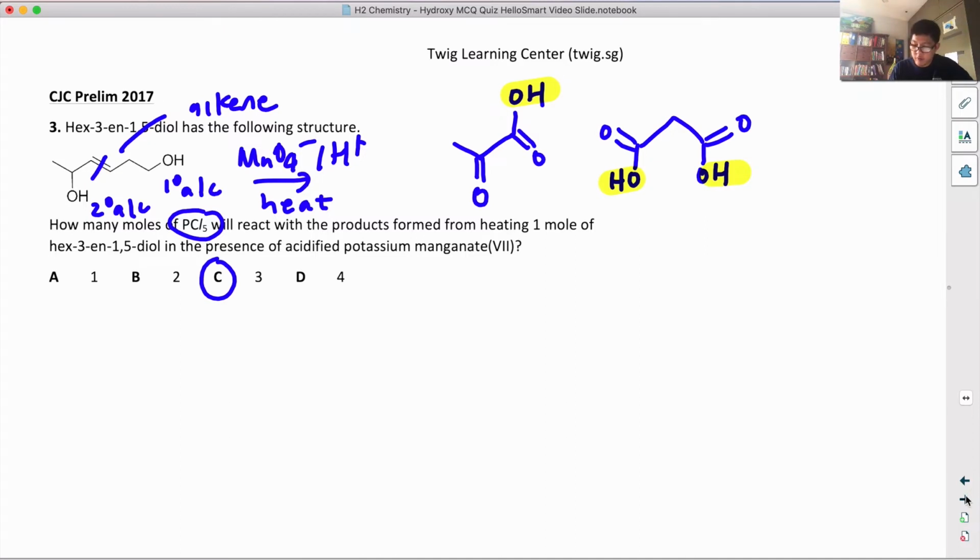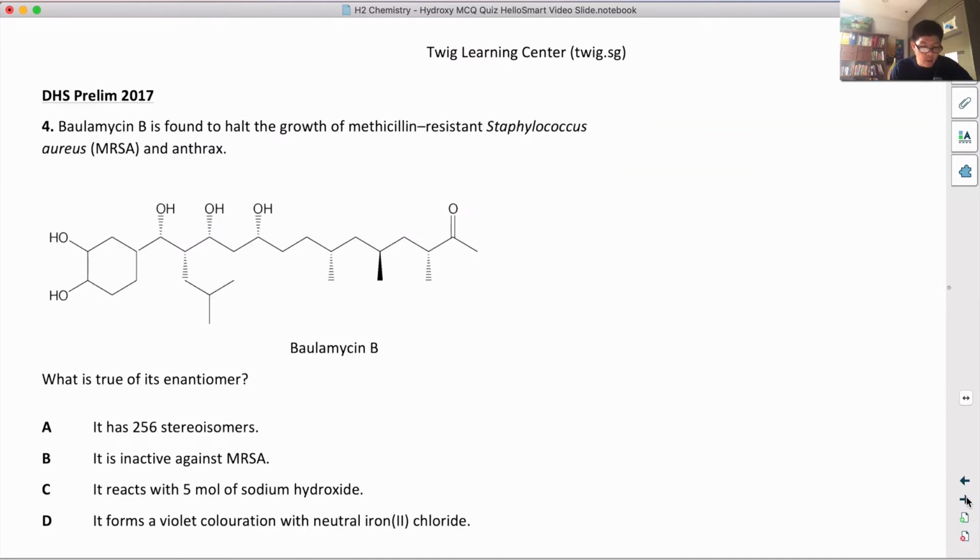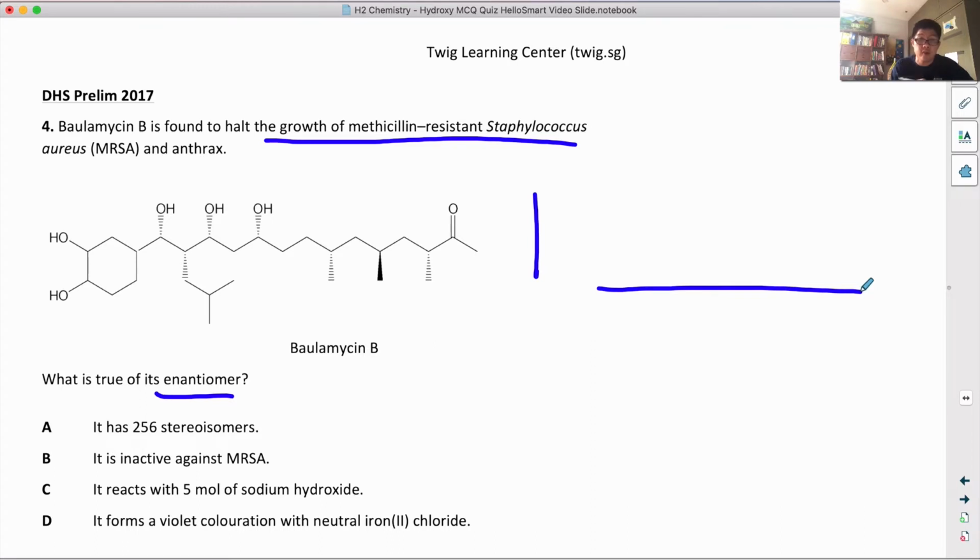Next question, question 4. What is true of its enantiomer? This is found to halt the growth of methicillin resistant staphylococcus, and in short it's just MRSA, and anthrax. Okay, so the thing is, what is true of the enantiomer? The enantiomer you're talking about is the mirror image, right? The mirror image of this.